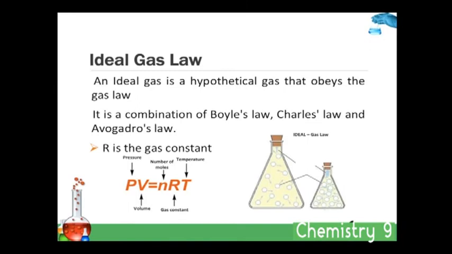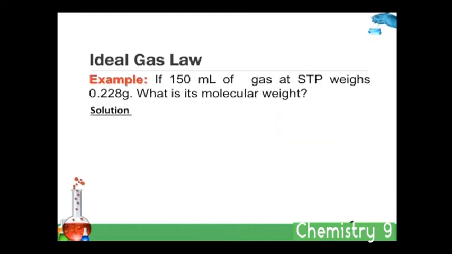In these two situations, the ideal gas obeys the gas laws. They have a certain pressure, temperature, and volume, and number of moles. For example, if 150 milliliters of gas at standard temperature and pressure weighs 0.228 grams, what is its molecular weight?